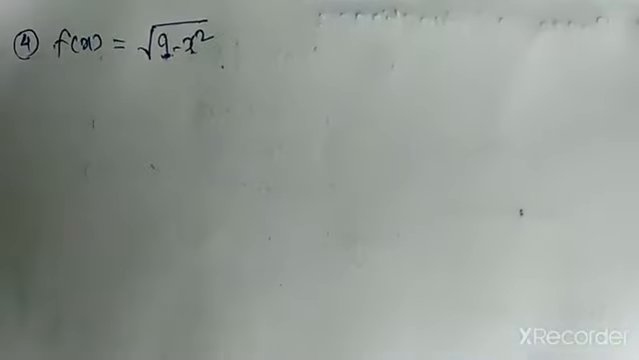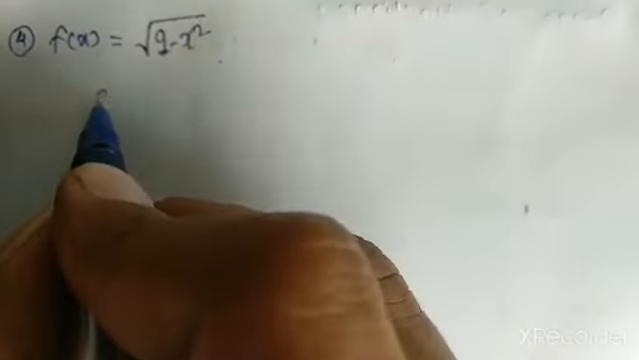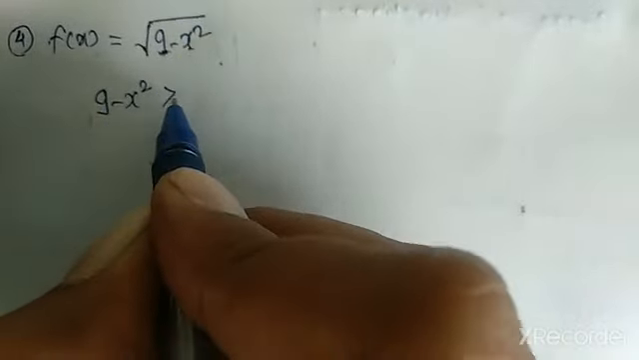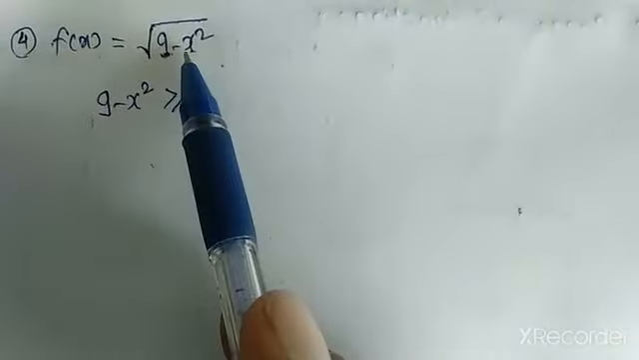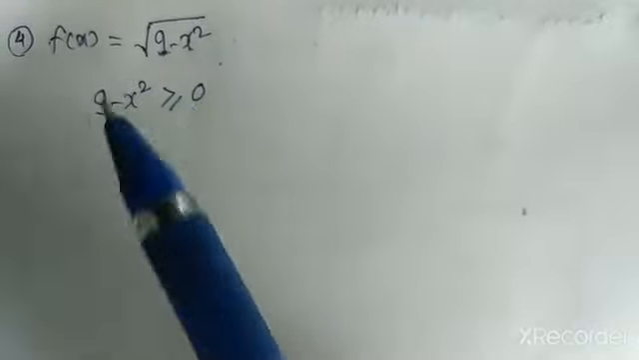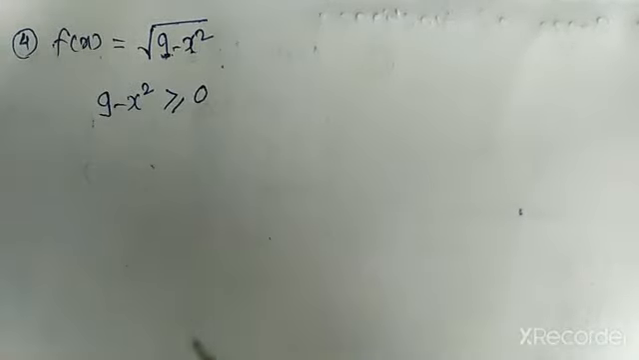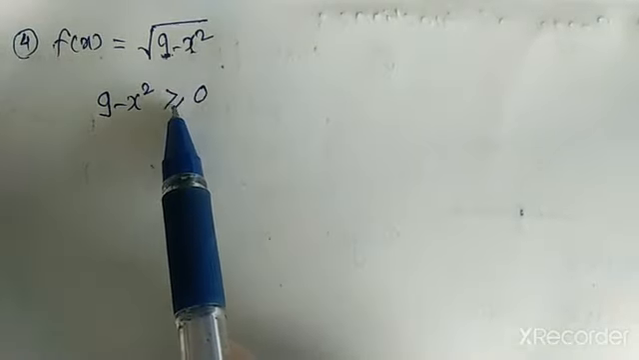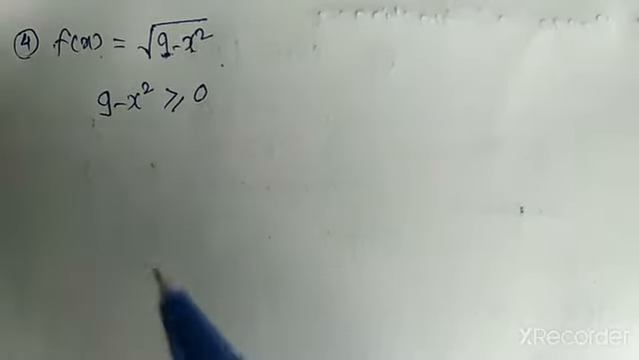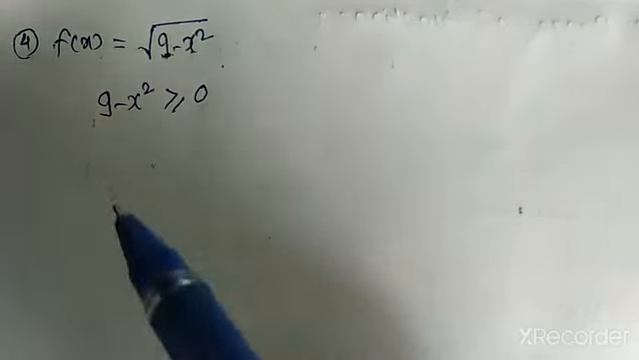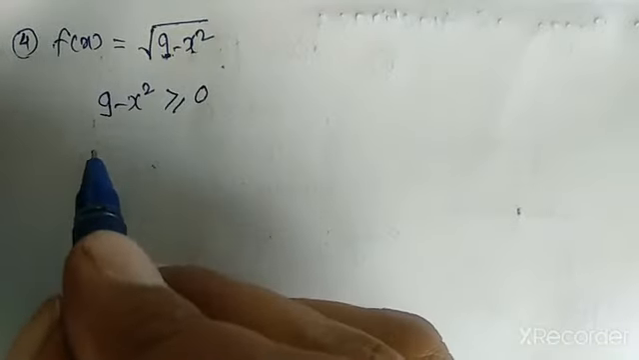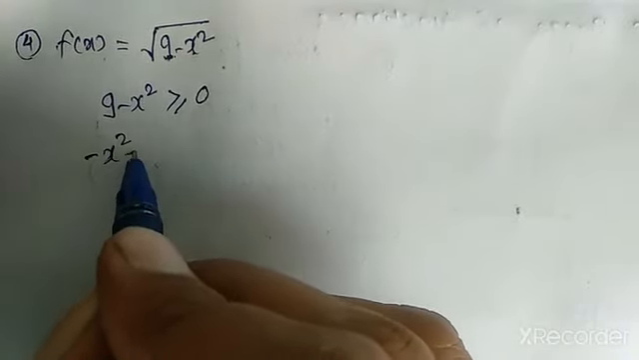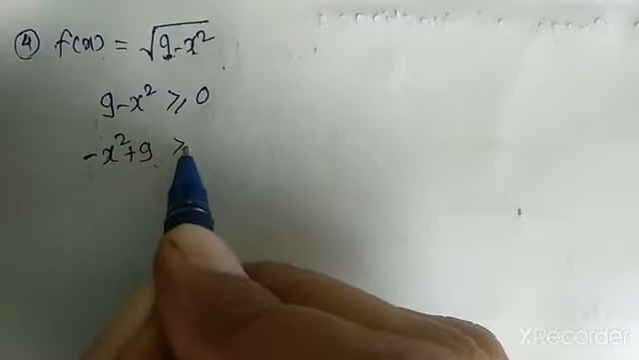So we have to find 9 minus x square such that it is greater than or equal to 0. Here if it is 0, no problem, because 0 is a real number and it is not in fraction form. If it were in fraction form, we would have to delete this condition also. We have only 9 minus x square greater than or equal to 0, which means minus x square plus 9 greater than or equal to 0.